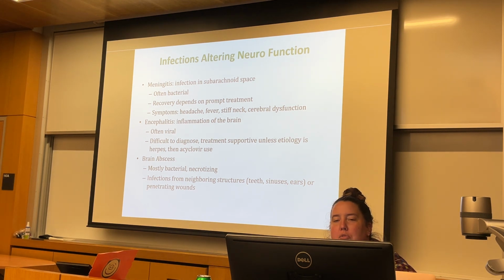Infections altering neurofunction. Meningitis, which is an infection of the subarachnoid space. It is often bacterial. How many of you live on campus? Did you get your meningitis vaccines before you moved on campus? Yeah, did it leave a scar in your arm? I think it used to. I don't know if it does anymore.